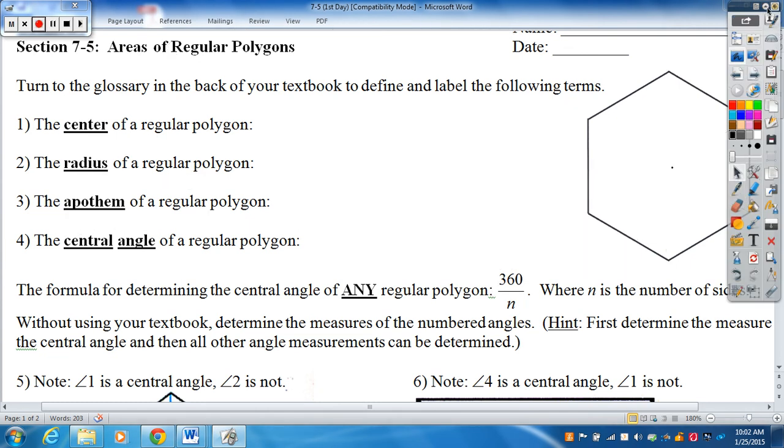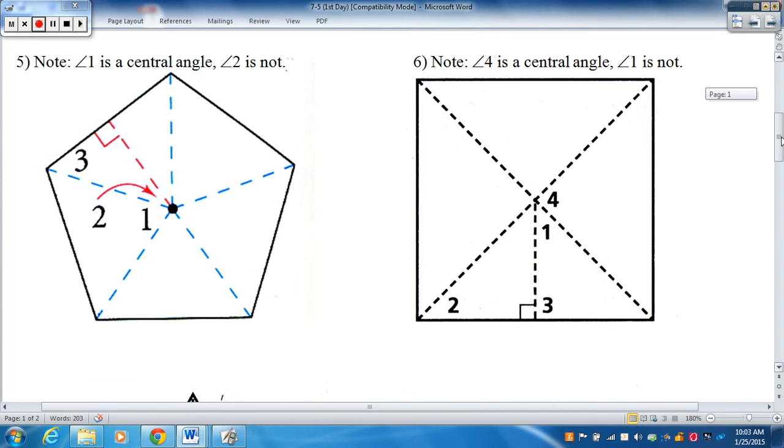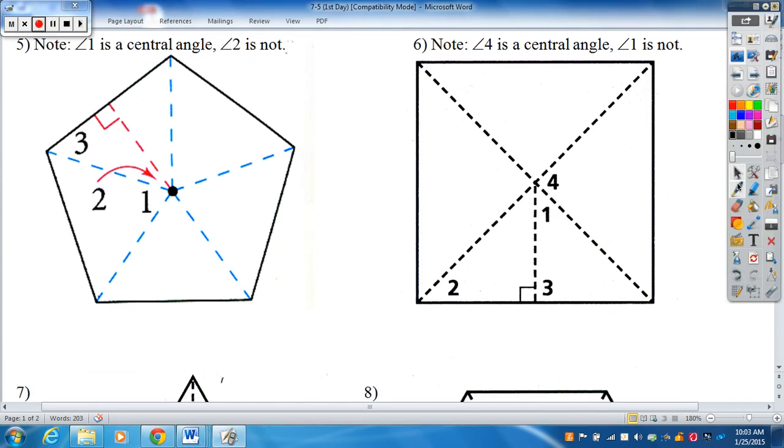Well, if you take a look at number 5 here, angle 1 is a central angle, and that's where you want to start. Angle 2 is not a central angle. The reason being, angle 1 connects 2 consecutive radii. I think you can see that from the previous example I gave you. Angle 2 does not. It actually is broken up with the apothem right here. So we have the apothem with the radius.